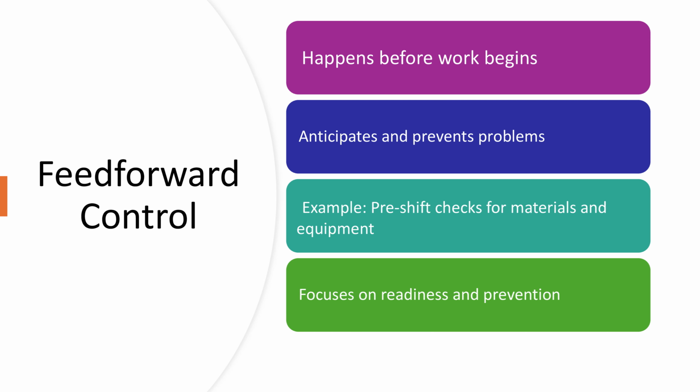One, feed-forward control, which is preventative control. This type of control happens before work begins. It focuses on anticipating and preventing problems before they occur. As a supervisor, I use feed-forward control when I check that all raw materials are available, machines are serviced, safety gear is functional, and that all staff have been briefed. These actions prevent disruptions and errors later in the process. Feed-forward control is proactive. It focuses on preparation rather than correction. It answers the question, are we ready to start effectively?